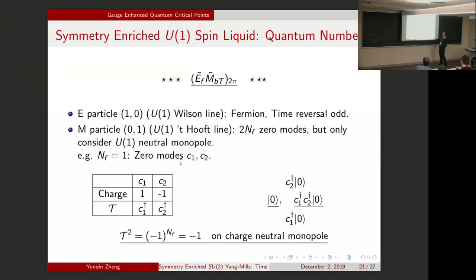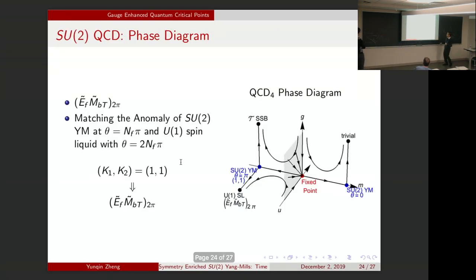So it turns out that the U1 quantum spin liquid can be conveniently characterized by these symbols. It's an EF MBT, which means that the E particle is a fermion and also time reversal odd, and the M particle is time reversal even, but it's a Kramers doublet. I'm going to skip this derivation. And so now we have found the symmetry enrichments for the U1 quantum spin liquid.